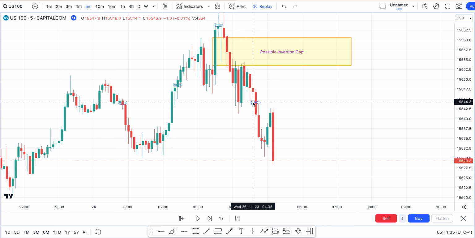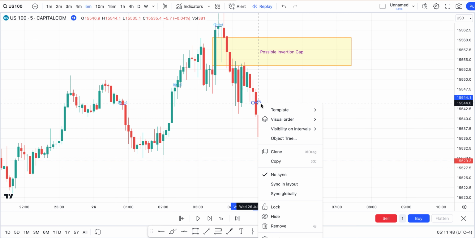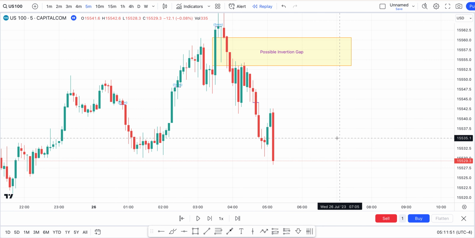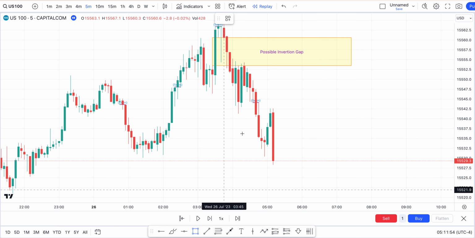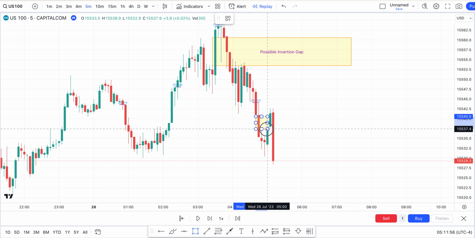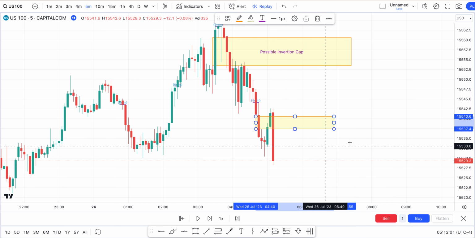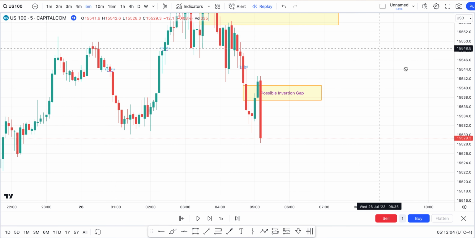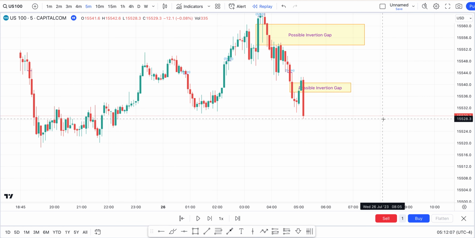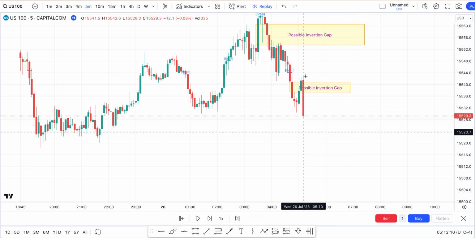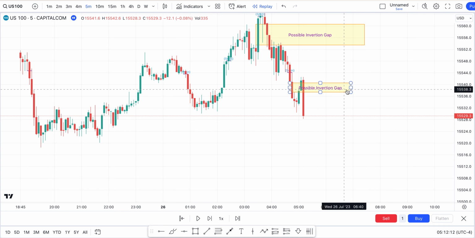Let's see that low. 15544.1. 15544.1. Only when this high gets taken, this area will become of importance.